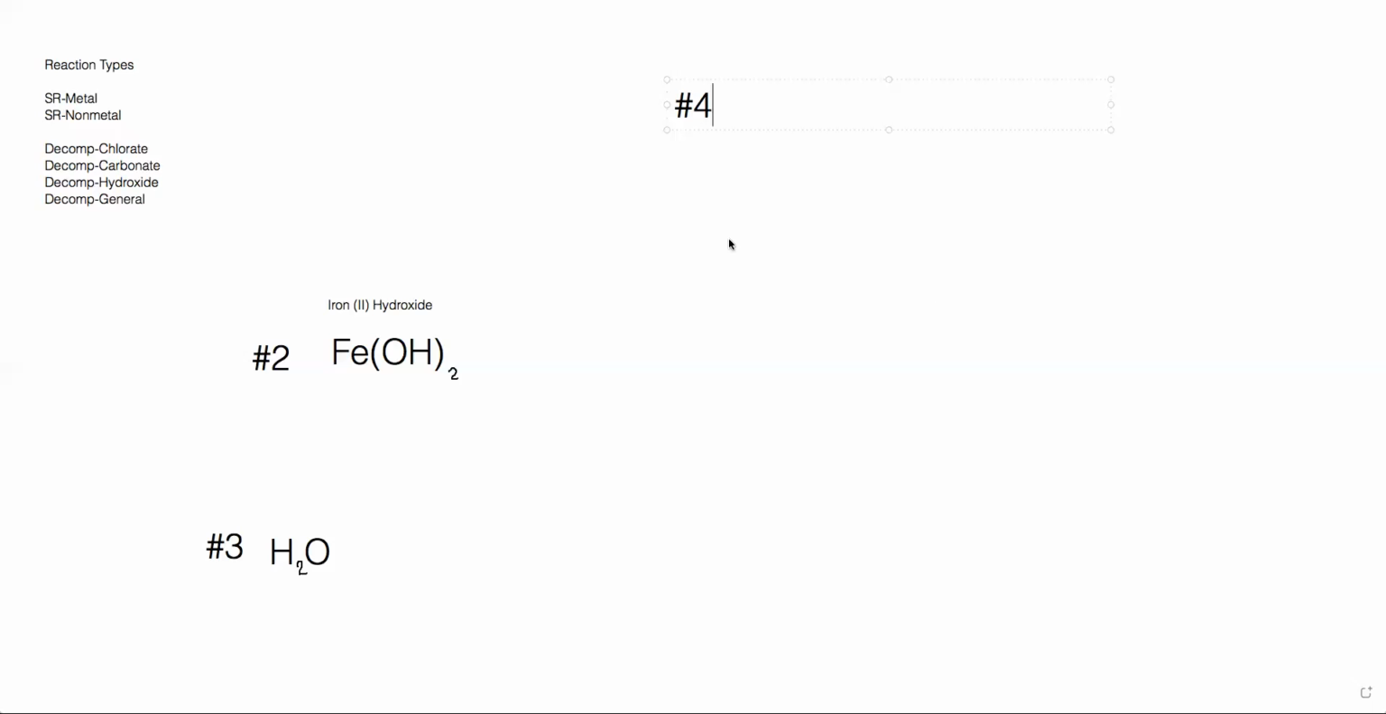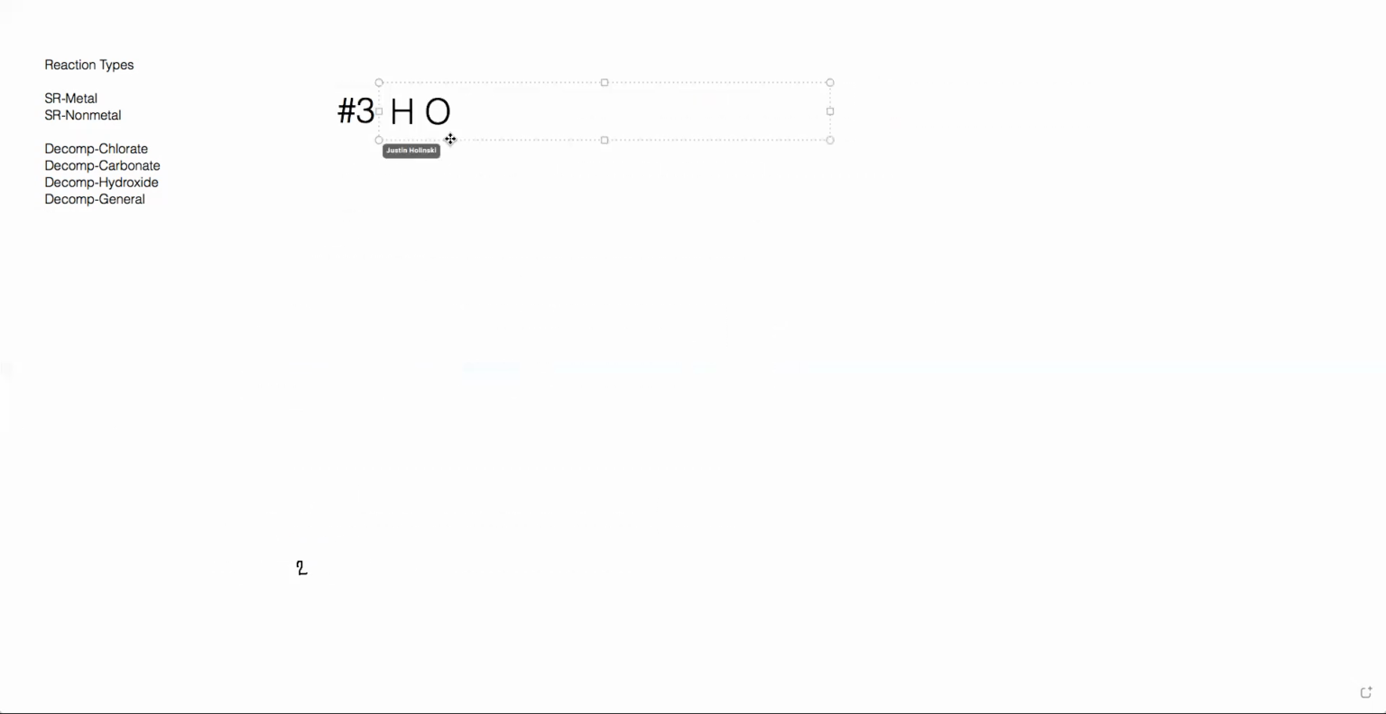So which one do you think this one might be? Number 4? Oh, number 2. I think it might be decomp hydroxide. Yep, exactly right. Number 2 is decomposition hydroxide. Perfect. And then we have number 3. Just one single product, and that is water.